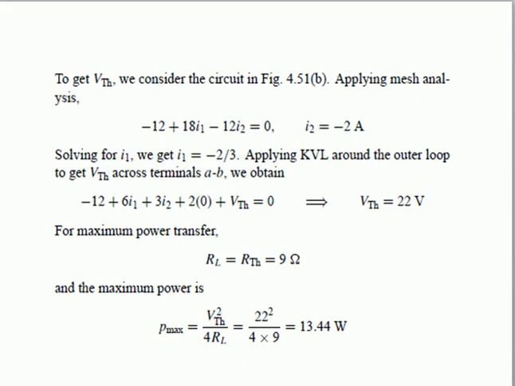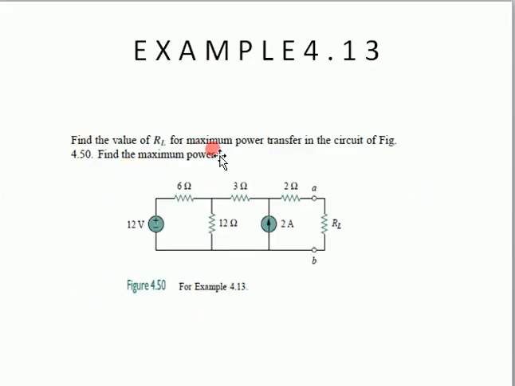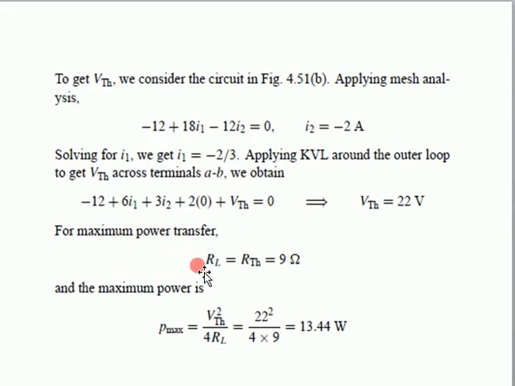The question was this: find the value of RL for maximum power transfer. So the value of RL for the maximum power transfer to the load will be RL is equal to RThevenin is equal to 9 ohm. And what will be the value of that maximum power? So Pmax is equal to VThevenin square over 4 RL, and that is equal to 13.44 watt. So that's how we will solve the circuit in order to find out the maximum power that is delivered to the load.